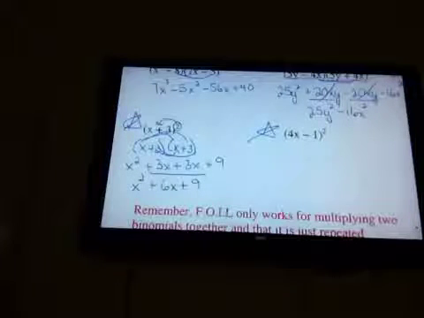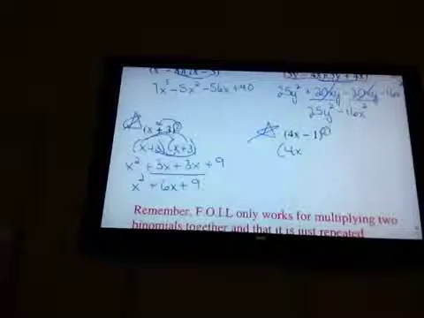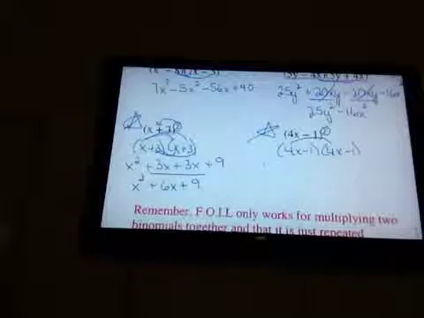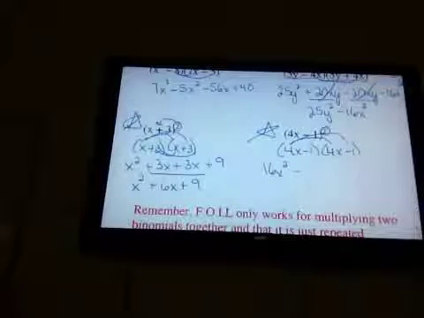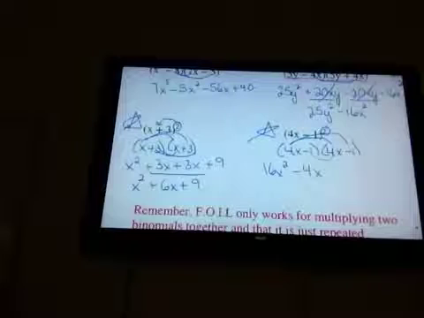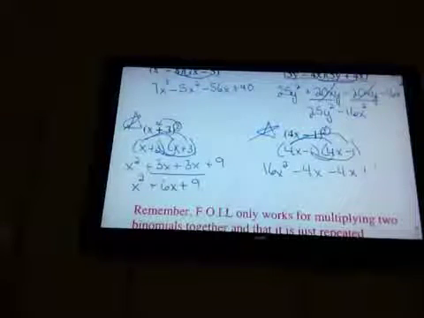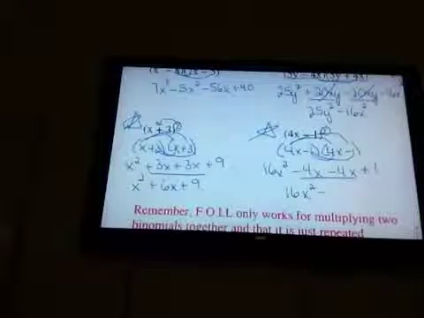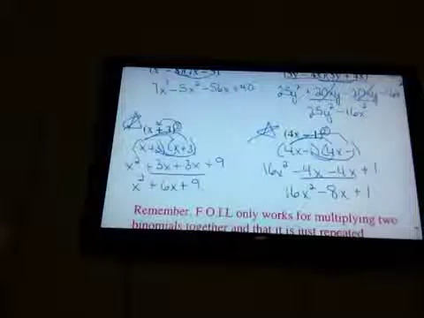Okay, likewise on this next one, 4x minus 1 squared quantity means I have two of those. This is a FOIL question. So I have first times first, 16x to the second, outer times outer minus 4x, inner times inner minus 4x, last times last positive 1, and again my outer and inner terms can be combined together. Negative 4 and negative 4 makes negative 8x.